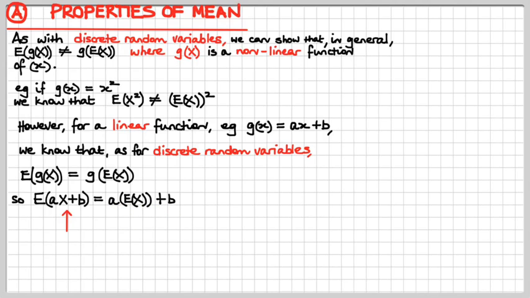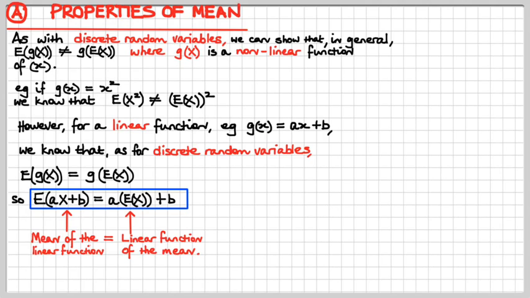Does that do your head in? Well, don't worry about it. Just remember the formula. It works. So we're saying that the mean of the linear function is equal to the linear function of the mean. Good heavens above. So that's what it is. Okay, and we did use that rule in the discrete random variables as well. It's exactly the same rule.